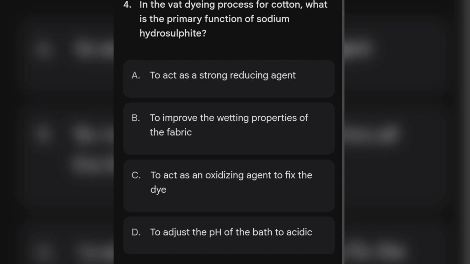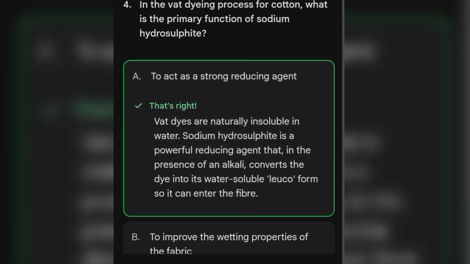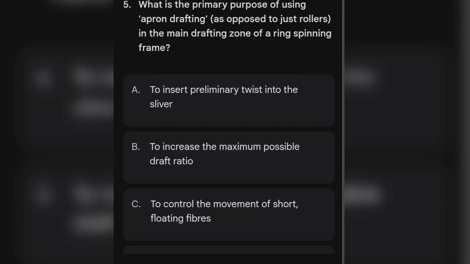In a vat dyeing process for cotton, what is the primary function of sodium hyposulfite? So hyposulfite is a reducing agent. It is commonly asked twice to thrice in the GATE examination.